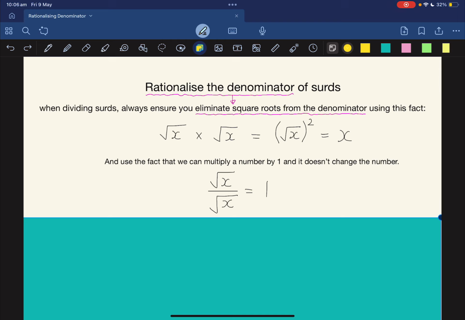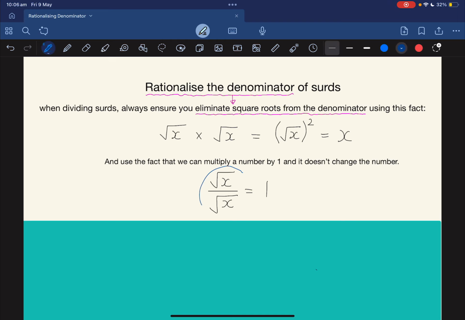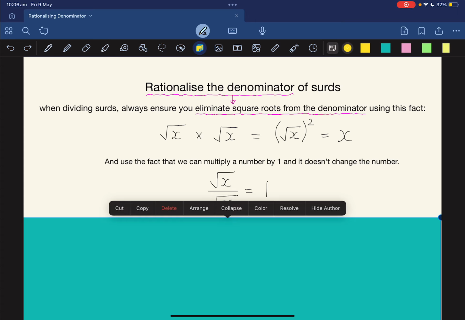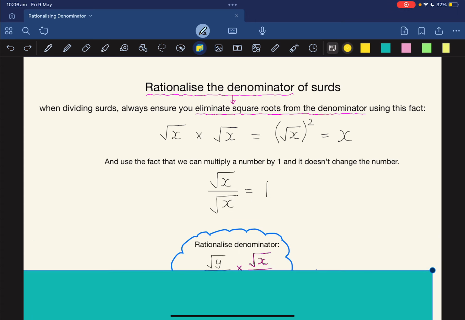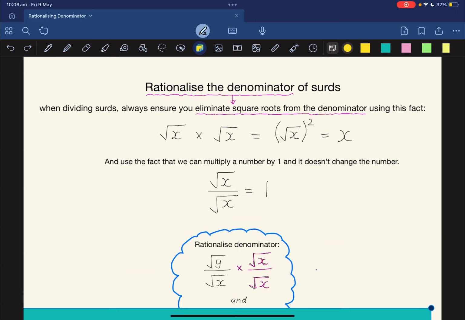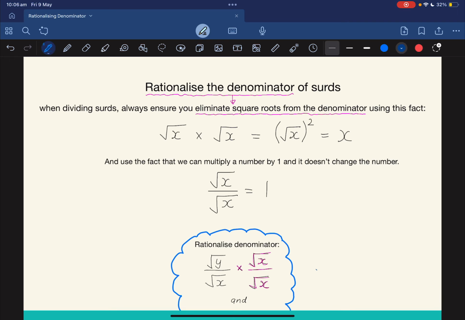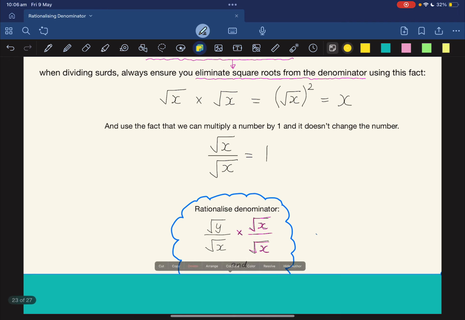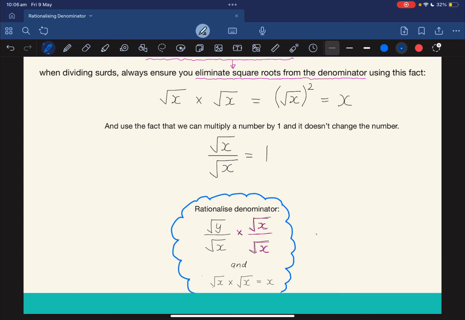So do you agree? This number here, root x on root x, is the same as 1. Any number divided by itself is 1. So that's why we are allowed to perform this operation to the denominator. We're allowed to multiply by root x on root x and then use this fact down here to make the denominator rational. Rational just means without a square root sign.